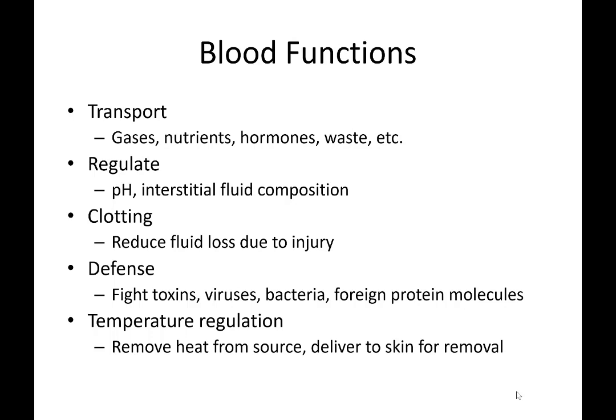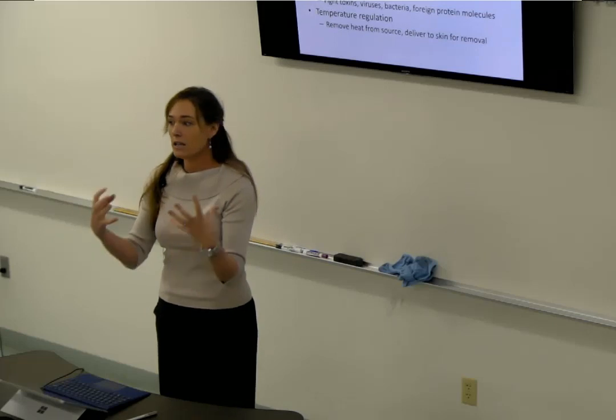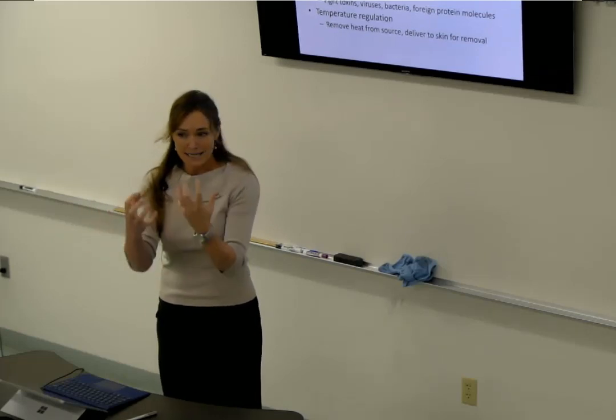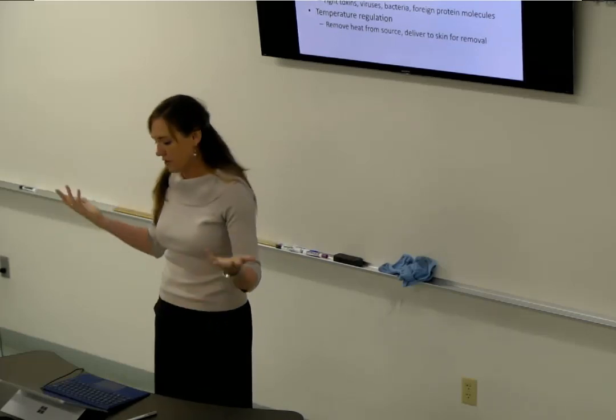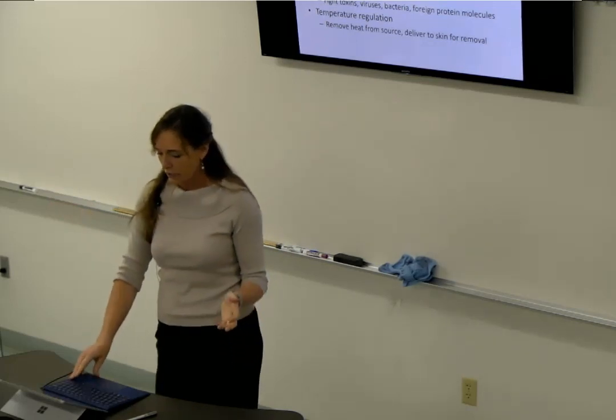Temperature regulation, most people are familiar with, faces turning red or skin turning bright red. If they're really hot, blood's coming to the surface to let off heat, as well as fingers and arms turning white because blood is going to the core if you're very, very cold. So that's a mechanism of temperature regulation.